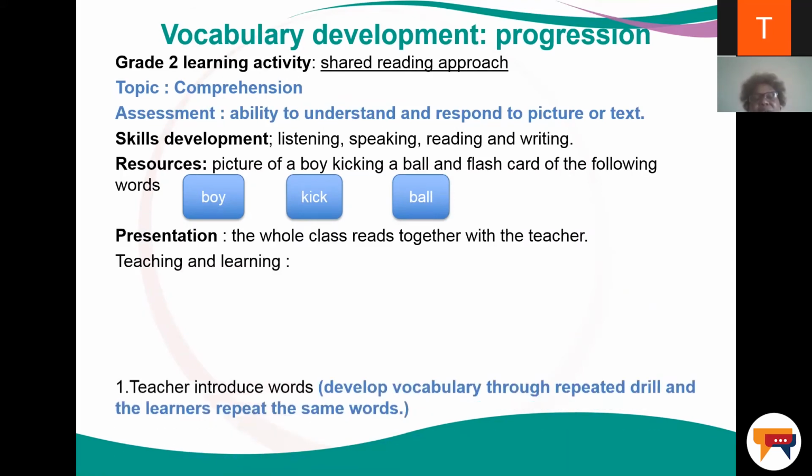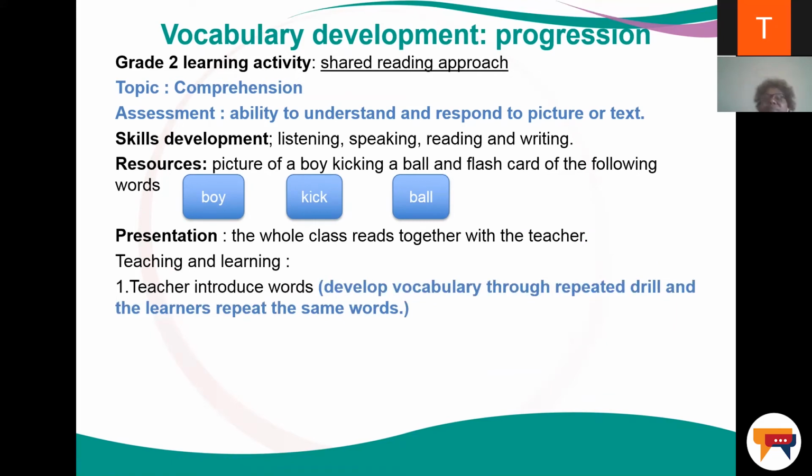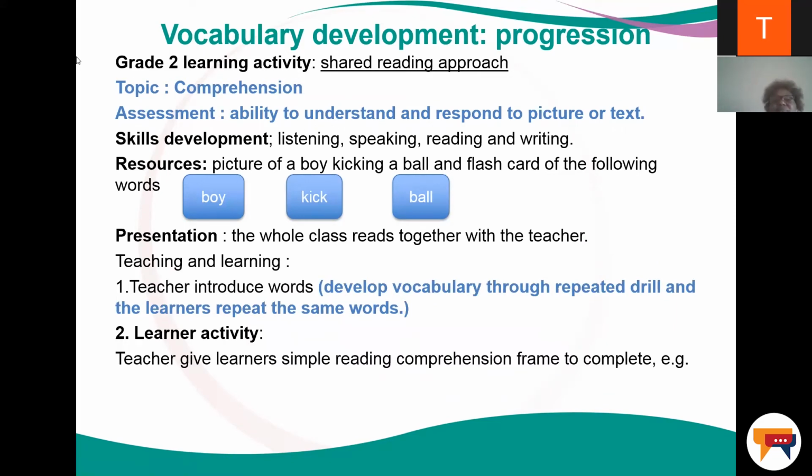This is a grade 2 activity. It's a shared reading activity. The topic is comprehension: the ability to understand and respond to picture text. That's the assessment. Skills developed: listening, speaking, reading, and writing. Resources: a picture of a boy kicking a ball and a flashcard of the word. So it means you'll be having a boy kicking a ball. You'll see that in your study guide. And then the flashcards, there they are.